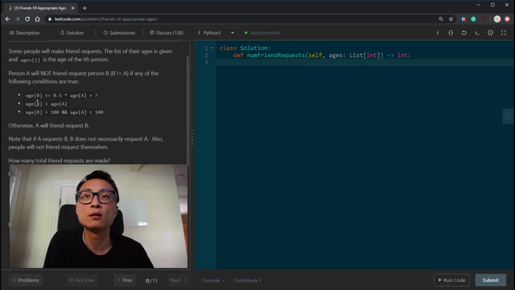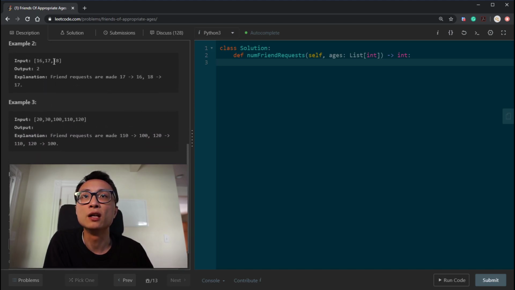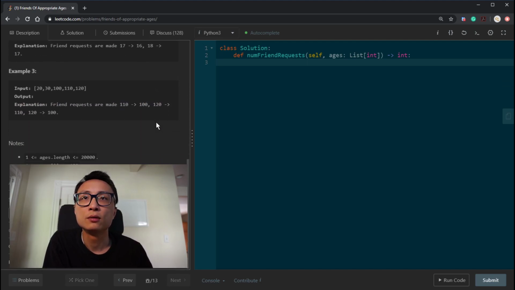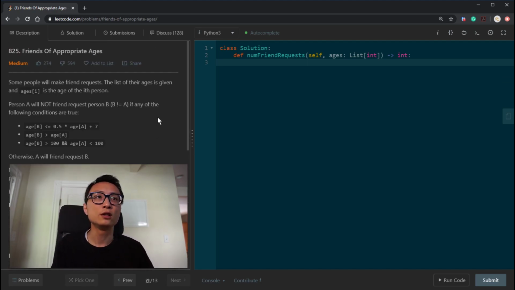So I guess that has to do with this formula. So 18, if we take 0.5 times it, is 9. 9 plus 7 is 16. So that's smaller or equal to 16. That means 18 will not initiate a friend request to the 16 guy. And so that's why we only got these two. I think that's enough for the examples.